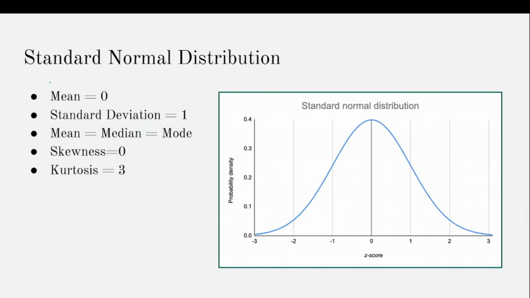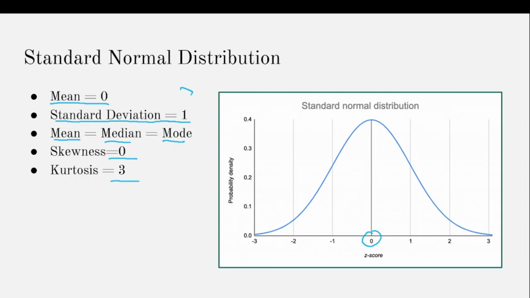Coming to the standard normal distribution. A standard normal distribution follows all the properties of normal distribution. Apart from that, it has a few other specifications. For standard normal distribution, the value of mean is equal to 0, or we can say that it is centered at origin. The value of standard deviation is equal to 1. Again, just like a normal distribution, we have mean equals median equals mode for standard normal distribution. The value of skewness is equal to 0 and kurtosis is 3.